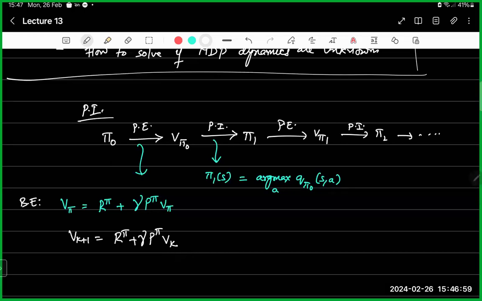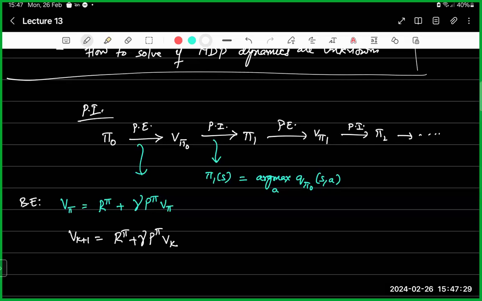So I don't know how many of you have looked at the assignment. The assignment is about coding this algorithm. I think the deadline is this coming Sunday. You will be given R pi and P pi. You have to just apply this equation iteratively till you converge. Then you will get the value of a given policy.